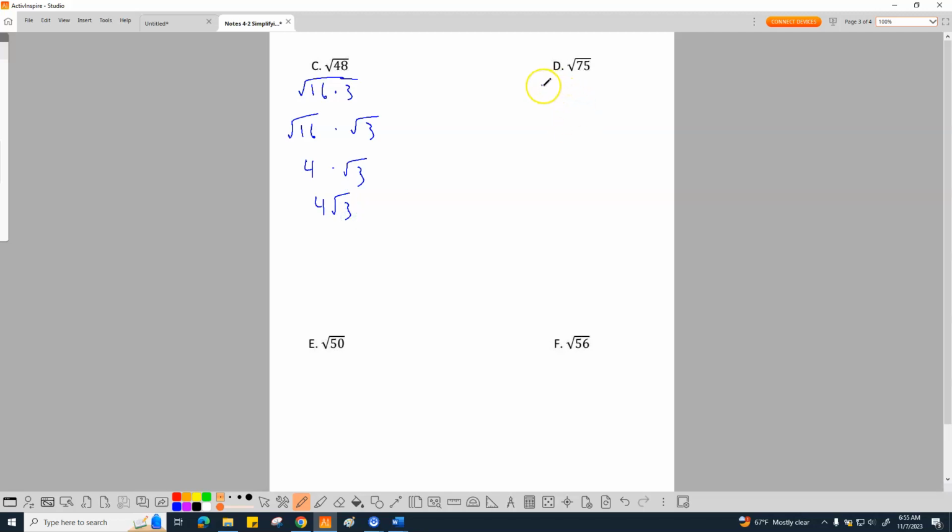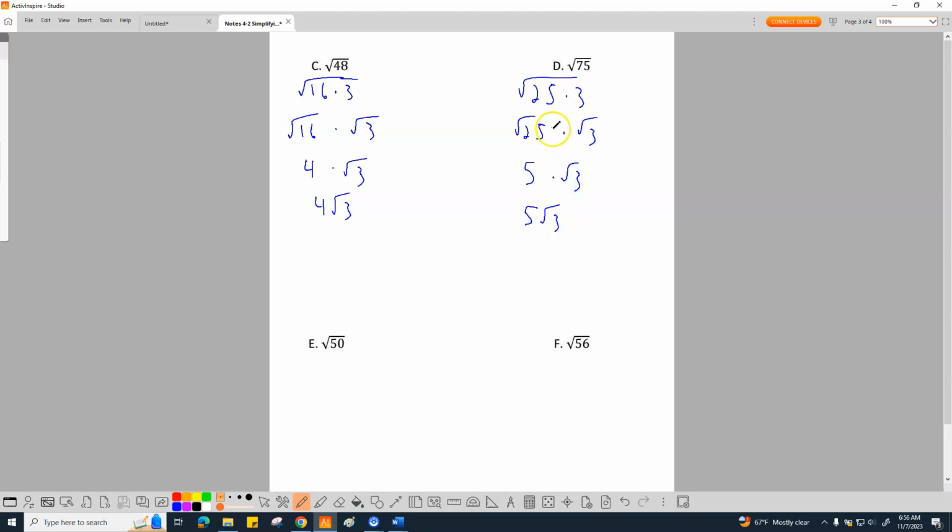Boom. I'm going to show you 75 now. I can break this up as the square root of 25 times the square root of 3. So let's go ahead and show that. Square root of 25 is 5. And you end up with this.